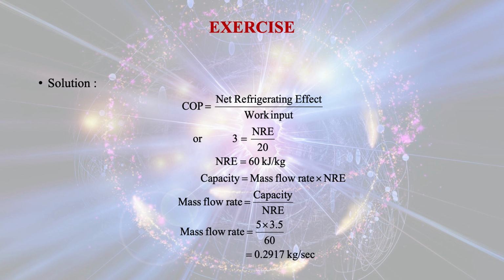Now we know very well that capacity is equal to mass flow rate times net refrigerating effect. So mass flow rate is equal to capacity divided by net refrigerating effect. So mass flow rate is equal to 0.2917 kg per second.